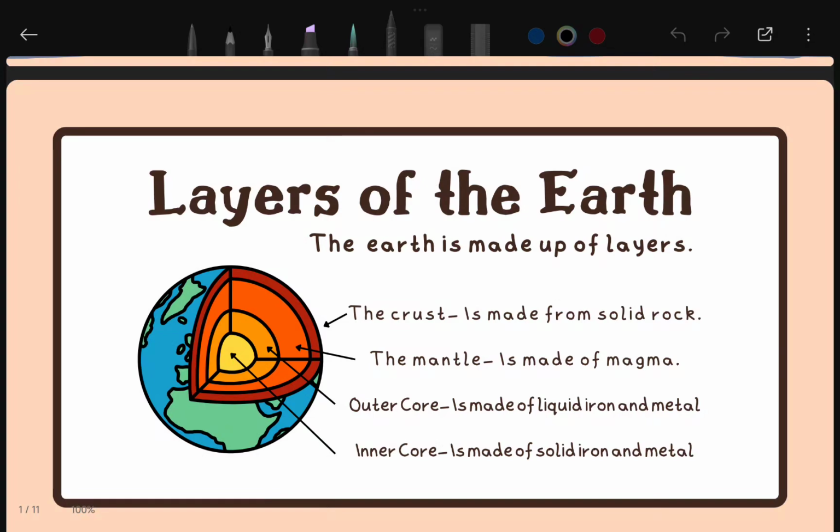And if we talk about the layer below the mantle, that is the core. And core is of two types. One is the outer core and one is the inner core. The outer core is made up of liquid iron and metals, and the inner core is made up of solid iron and metals.